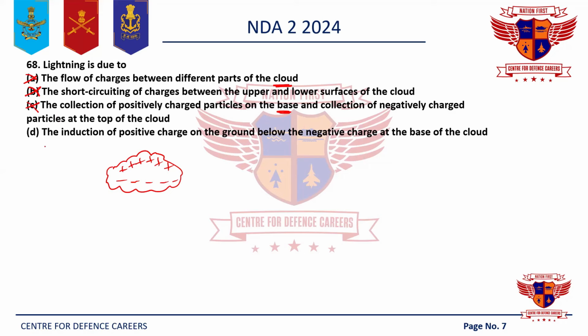Now, if we look at option D, the induction of positive charges on the ground below the negative charges at the base of the cloud. Yes, this is what occurs. The negative charges at the bottom of the cloud attract the positive charges at the top of the ground. Because of the accumulation of these charges, there is a very strong electric field between the cloud and the earth. If the electric field is sufficiently strong, the resistance of the air can be overcome and hence there is a flow of charges, which we call lightning. So option D is correct. Moving on to the next question.